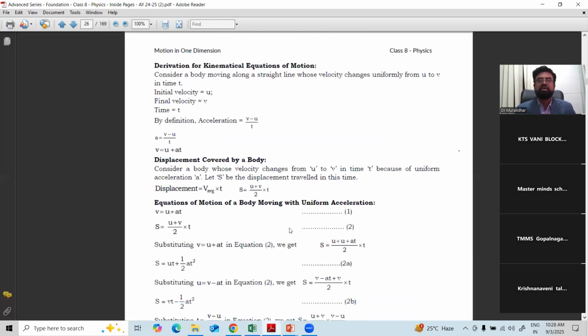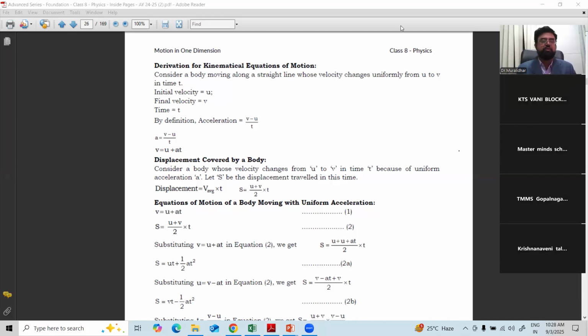So here are the derivations for the equations of motion. The first one we have seen here. Already we have seen in the video how to get the equation. By the definition of acceleration, a is equal to v minus u by t. From that we got v is equal to u plus at.